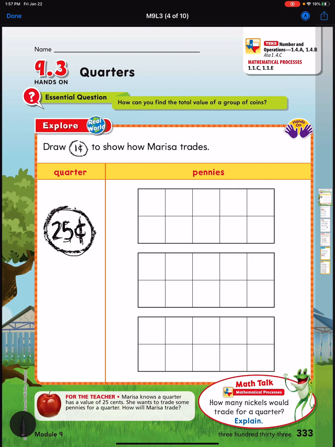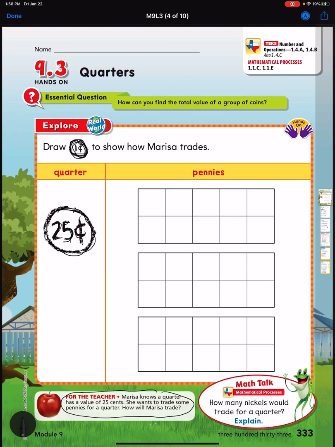And our problem down here at the bottom reads, Marissa knows a quarter has a value of 25 cents. She wants to trade some pennies for a quarter. How will Marissa trade? All right, so a quarter is worth 25. Pennies are worth 1. So that means it will take 25 pennies for 1 quarter.